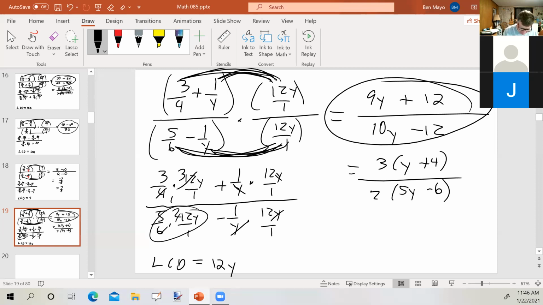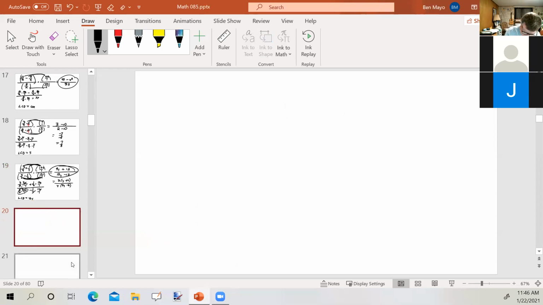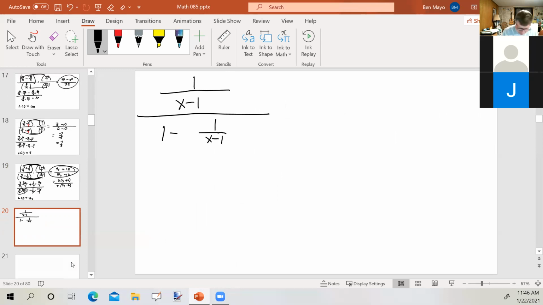Let's see here. Okay, how about this? 1 over x minus 1, all divided by 1 minus 1 over x minus 1. They just keep making things harder and harder, don't they? So the LCD would be what? Wouldn't it just be 1? No, it would be x minus 1.